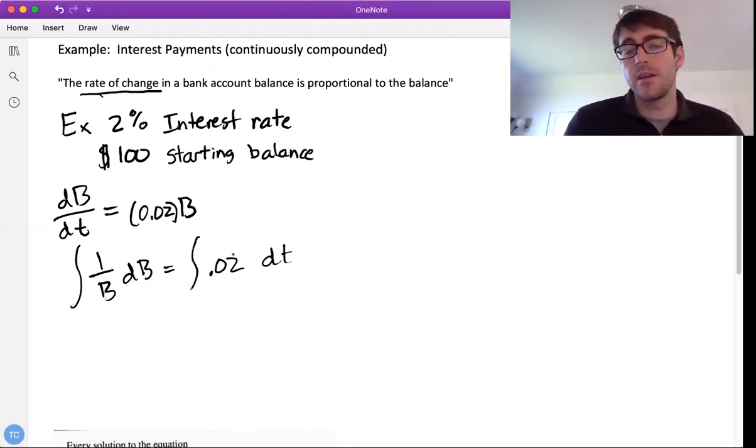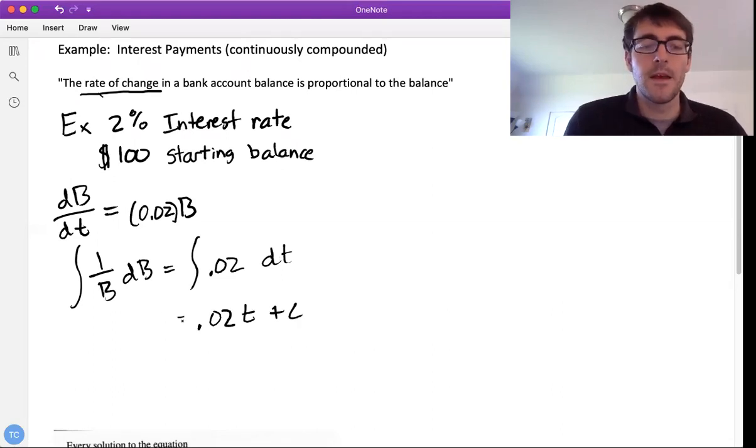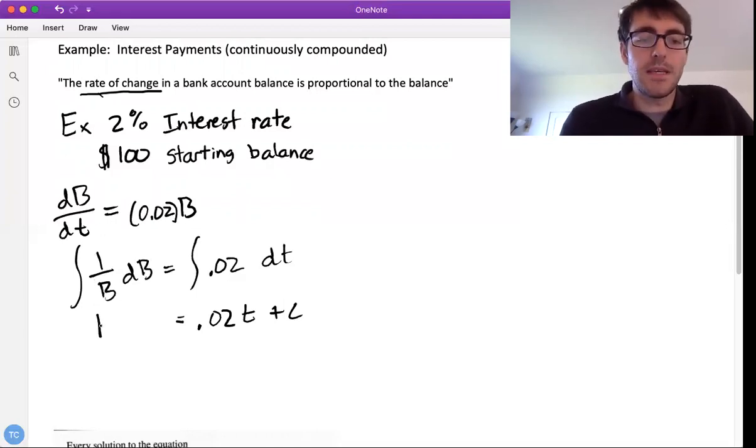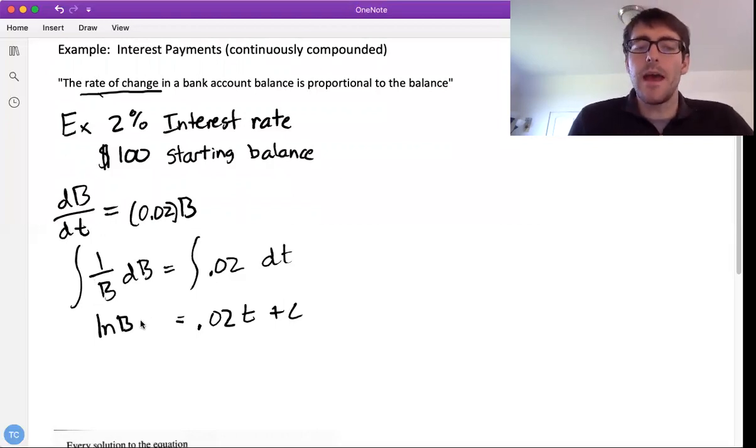The right-hand side, because there aren't any t's here, this is just a constant, becomes 0.02t plus c. The left-hand side, the integral of 1 over x dx is ln of x, so we're just using b's instead, ln of b. And strictly speaking, there should be a constant here, so plus c, but as we've talked about before, the c's are saying these can be anything, so we can combine these anythings into one anything.